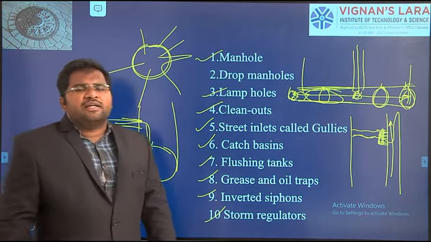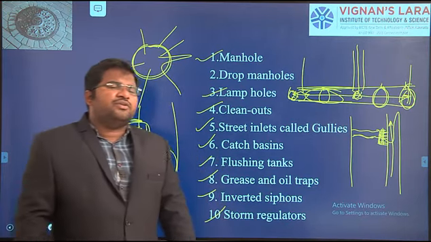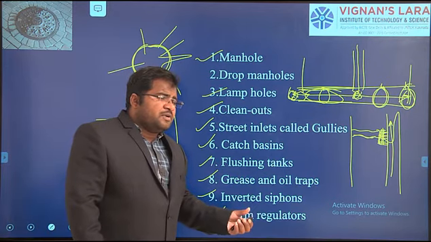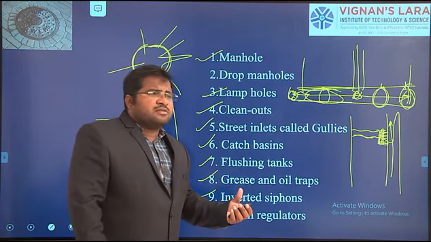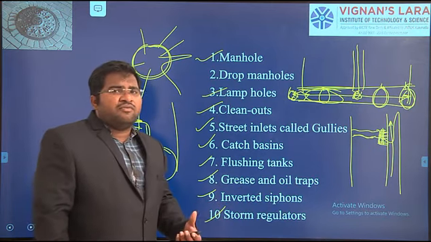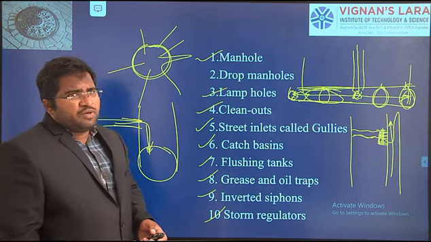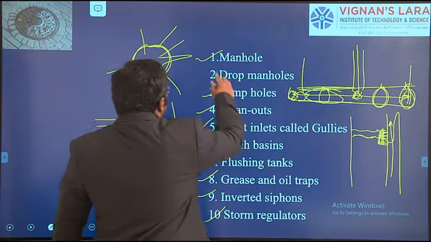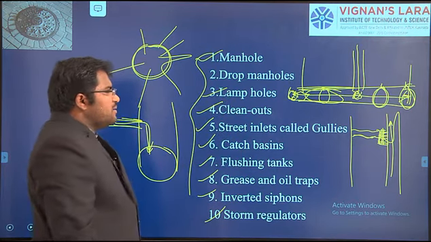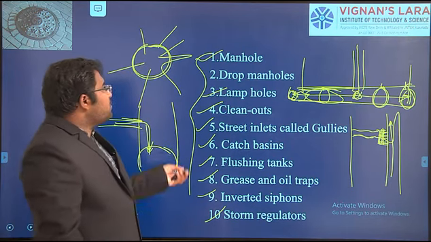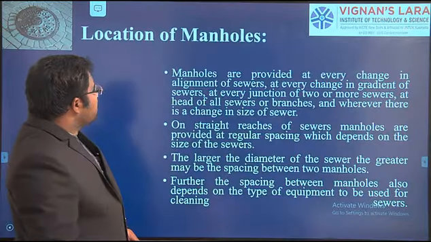Storm water regulators are used to dispose the excess storm water from the sewer lines to the nearby river or stream. So these are called appurtenances in the sewerage system. We will see them one by one.